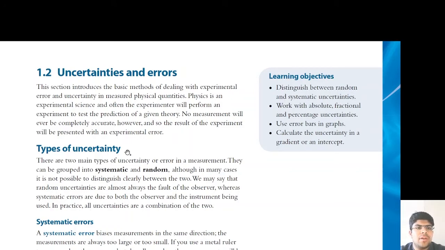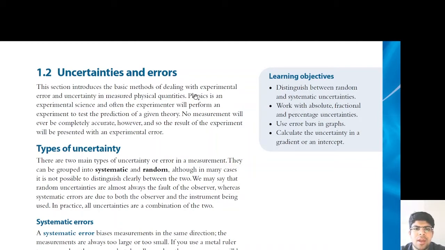Today we are going to read our next unit, Uncertainties and Errors, which is 1.2. This section introduces the basic methods of dealing with experimental errors and the uncertainty in measured physical quantities. Physics is an experimental science, and often an experimenter will perform an experiment to test the prediction of a given theory.